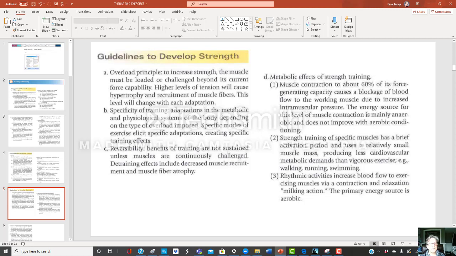Reversibility. Benefits of training are not sustained unless muscles are continuously challenged. Detraining effects include decreased muscle recruitment and muscle fiber atrophy.